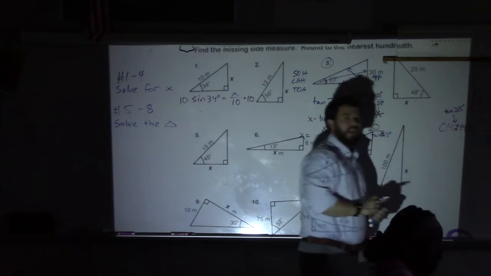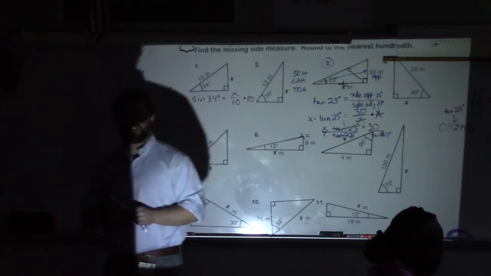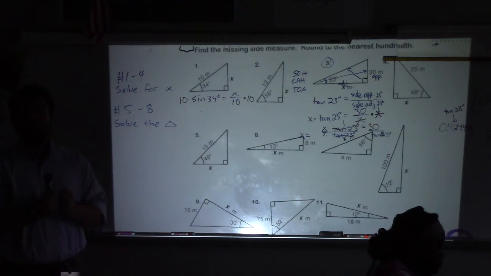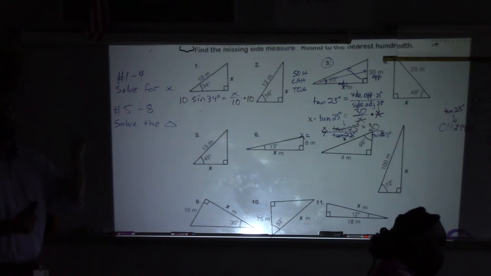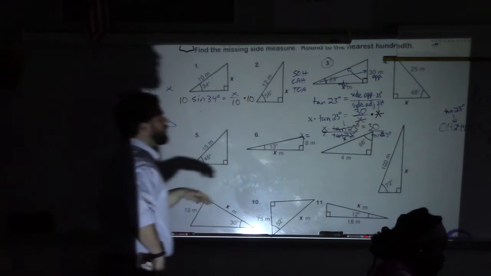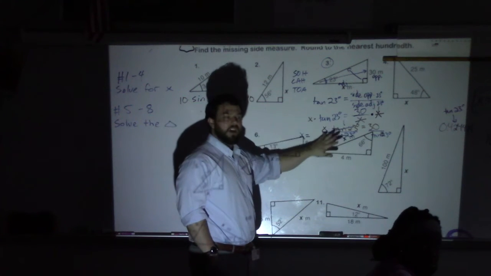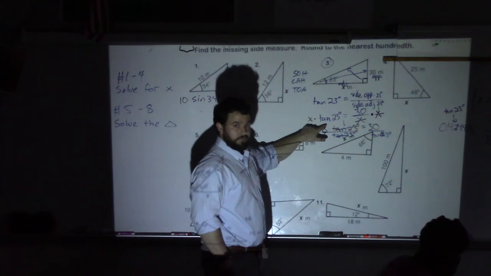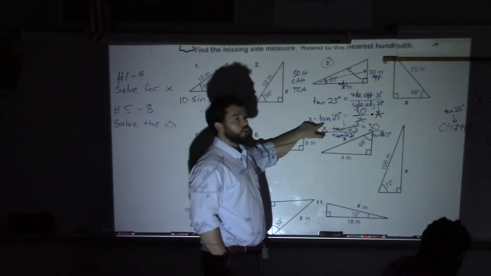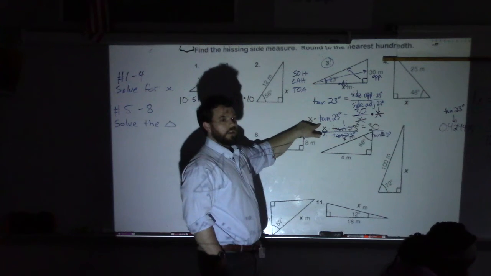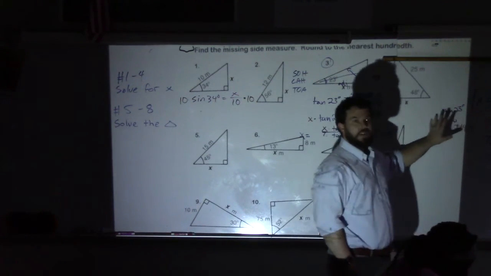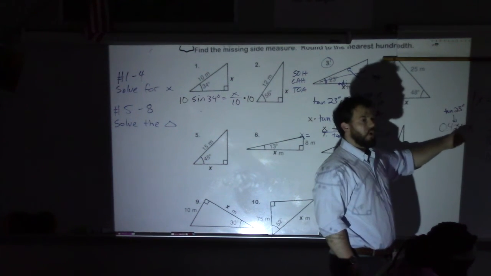Because remember, these are trigonometric ratios. It doesn't matter how big the triangle is, if they have the same angle measures, the ratios are the same. That's what we're using to solve these triangles and to solve for these unknowns. The calculator knows what the ratio is supposed to be. These ratios are not changing. It doesn't matter how big or how small the triangle is, the ratio will always be the same.